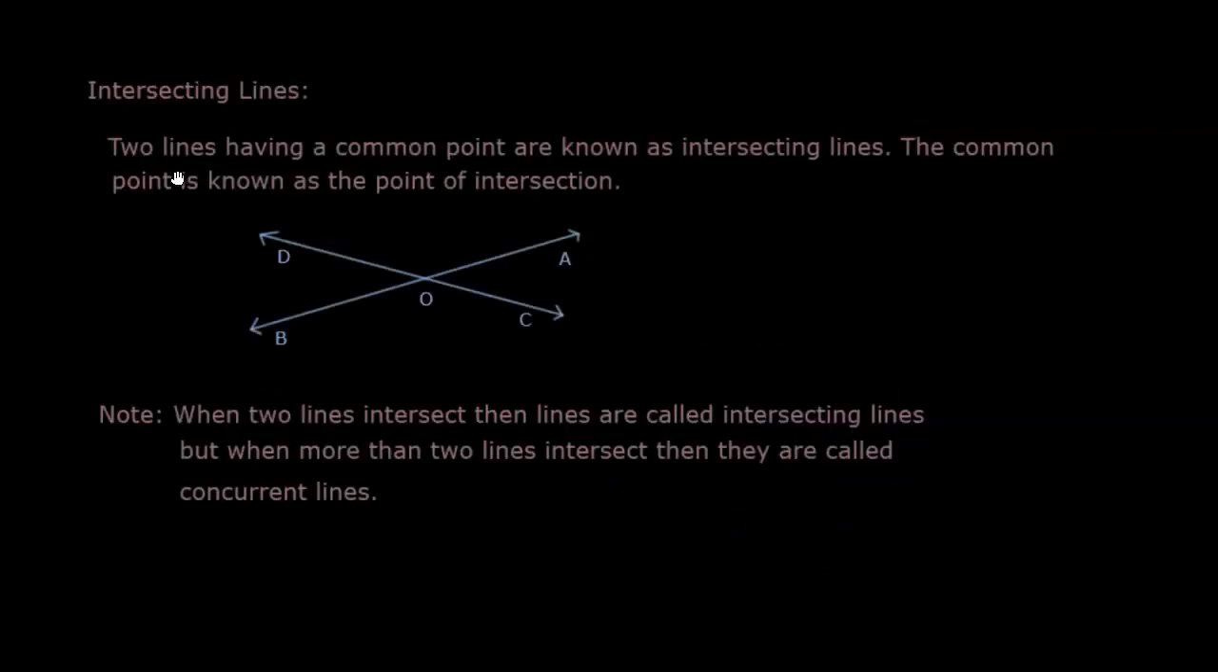Intersecting lines. Two lines having a common point are known as intersecting lines. The common point is known as the point of intersection. So whenever two lines intersect, the lines are called intersecting lines and the common point of these lines is called the point of intersection. And there is a note: when two lines intersect, the lines are called intersecting lines, but when more than two lines intersect, they are called concurrent lines and not intersecting lines.